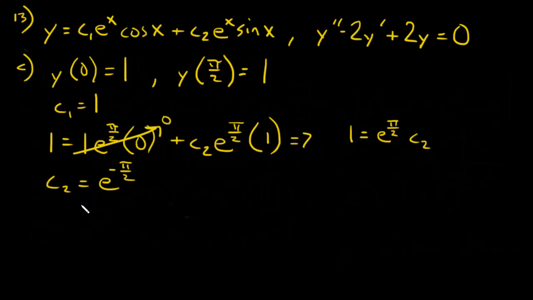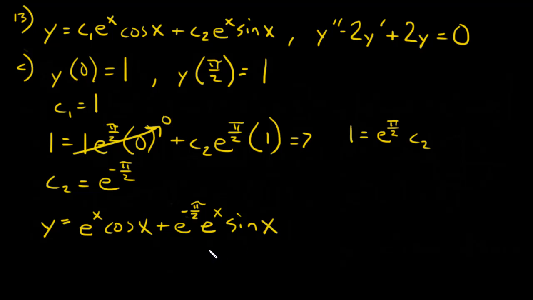Alrighty, so if that's the case, I wind up with y is equal to, got one of my cats coming to say hello. We've got c1 is 1, so it's going to be e to the x cosine x, and then plus c2, which is going to be plus e to the negative pi over 2 times e to the x. Don't get on my laptop. Nope. Thank you. Sine x. And there you go. That right there is the solution, and this is a single solution. So far so good. Now let's clear it.